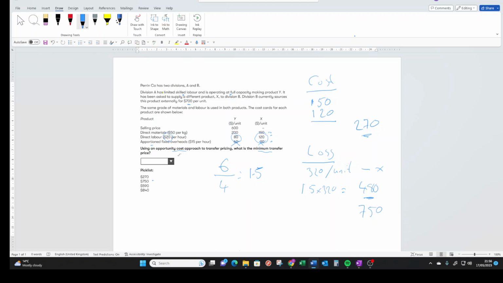Although it doesn't ask it, if it was perhaps a longer question, it's currently buying a unit of X in for 700, so it's going to be cheaper for Division B to purchase it externally rather than transfer it across from Division A.